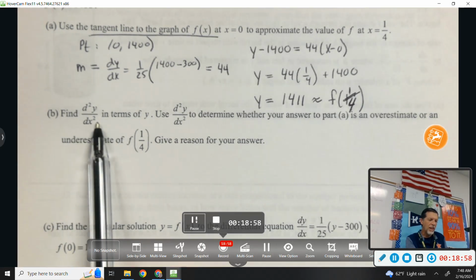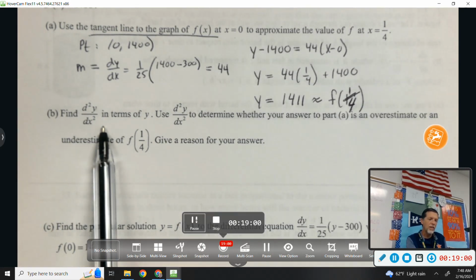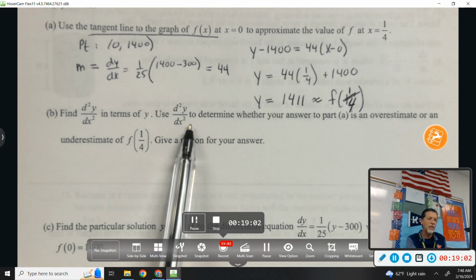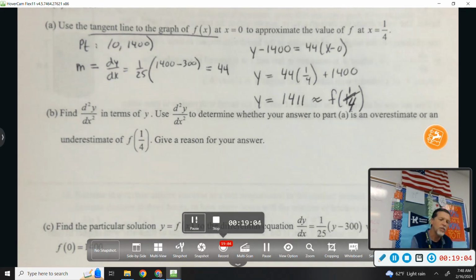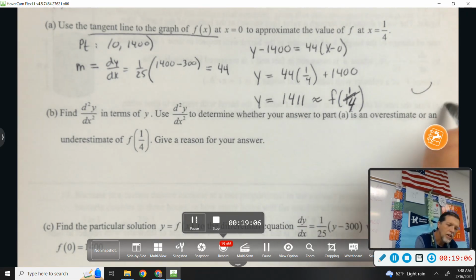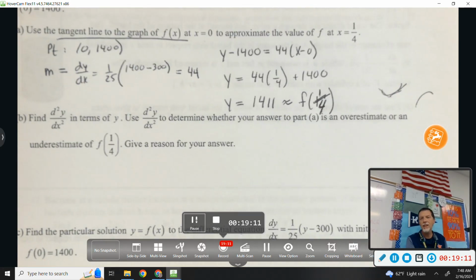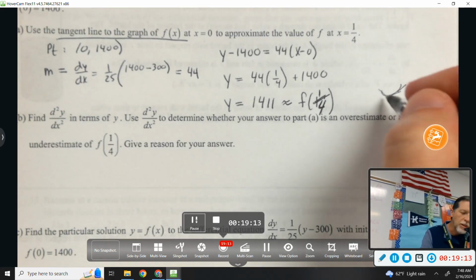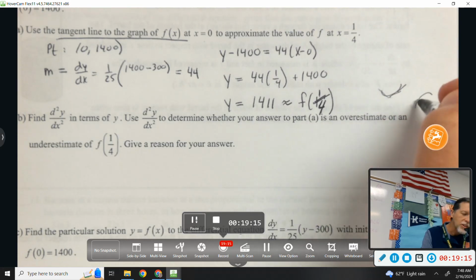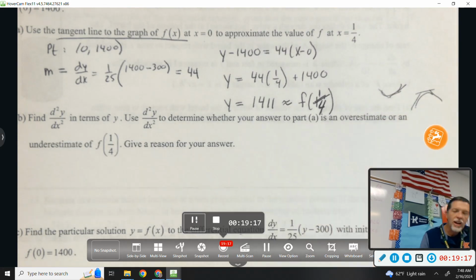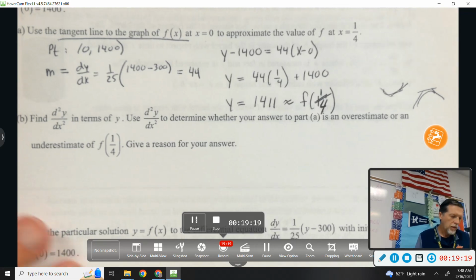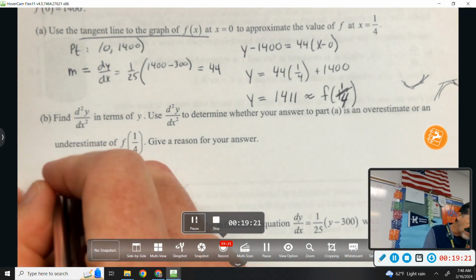Find the second derivative, and then we did this yesterday. Use that second derivative to tell if it's an overestimate or an underestimate, right? Because if it's concave down, then our lines are under the curve. Excuse me, the other way around. If it's concave up, our lines are under. If it's concave down, our lines are over. But I need to find the second derivative.